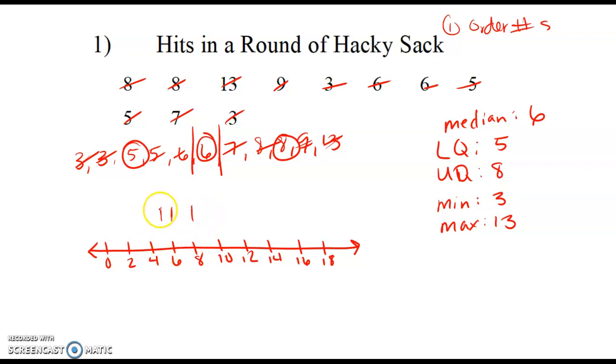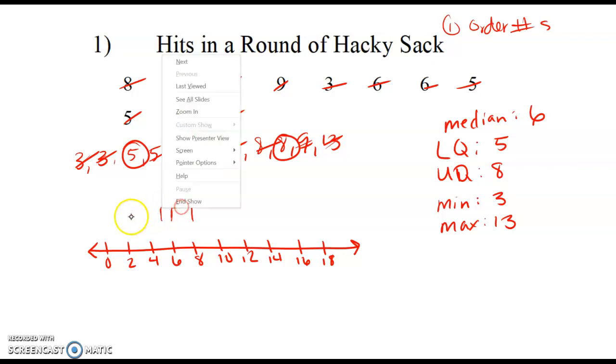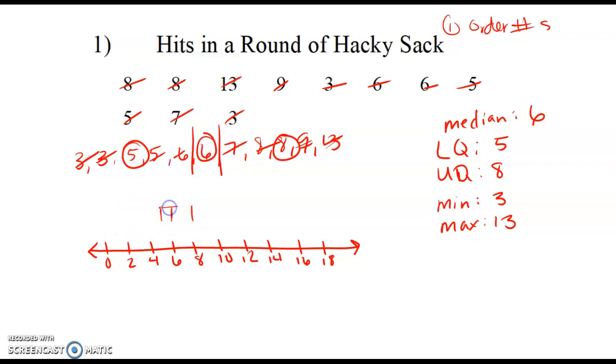Now I'm going to create a box between my lower and upper quartile. Hence why it's called box and whisker. And then I'm going to mark my minimum, which is at 3, and my maximum over here at 13. And then we're going to create our whiskers.